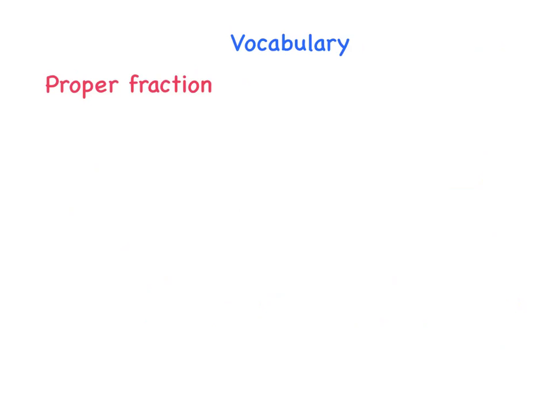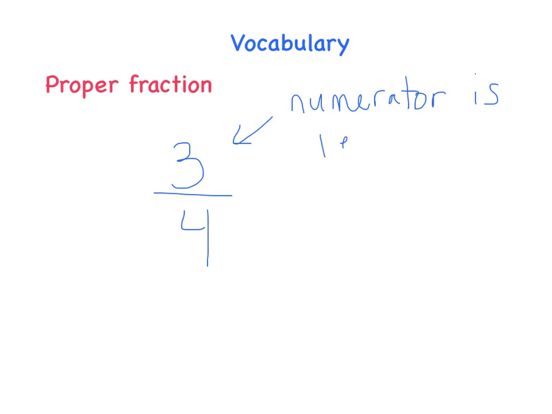An example of a proper fraction is 3/4. Okay? So with a proper fraction, our numerator, which is the number on top of the fraction bar, is less than the denominator, which is our bottom number in the fraction. So a proper fraction is when the numerator is less than the denominator.